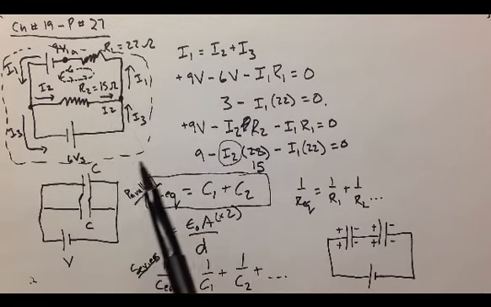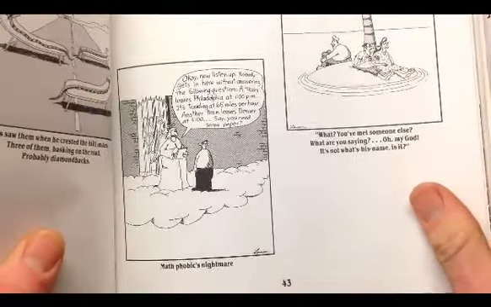Some good hints on problem 27 on how to apply Kirchhoff's loop and junction rules. And as always, we have a little joke for you here at the end. We have a cartoon, and here it is. It's a Far Side cartoon.